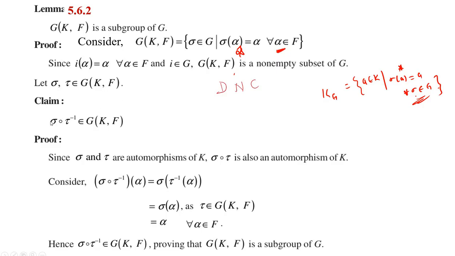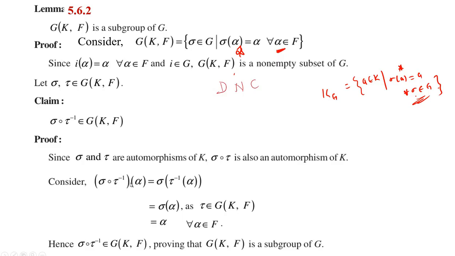We are going to prove that this is a subgroup, which means for every a, b in H, a dot b inverse should belong to H. That is the criterion for H to be a subgroup. So recalling that, sigma composition tau inverse should belong to GKF. Now since sigma and tau are automorphisms of K, we know that the composition is also a one-to-one onto homomorphism, which means it is an automorphism of K. So the automorphism part we are not checking, we are only checking this condition.